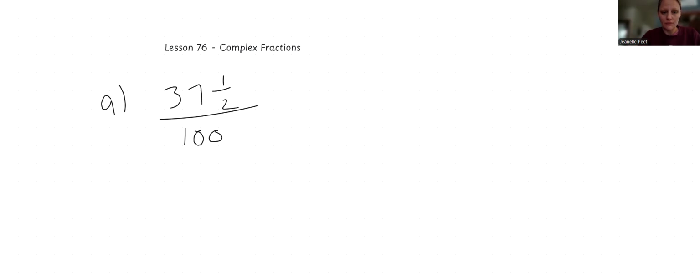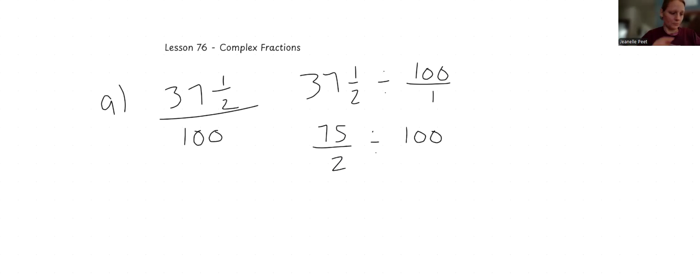Okay, so what you really have here is 37 and a half being divided by 100 over 1. I know that doesn't make it look any better. So let's take 37 and a half and turn it into an improper fraction. 37 times 2 gives us 74. 74 plus 1 is 75. So we have 75 over 2 divided by 100 over 1, right? But remember, we don't divide fractions. We multiply by the reciprocal. So we have 75 over 2 times 1 over 100.